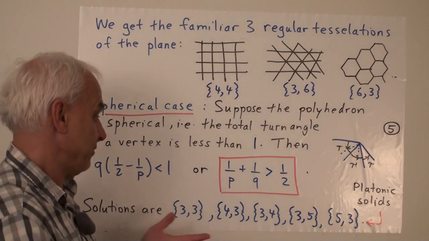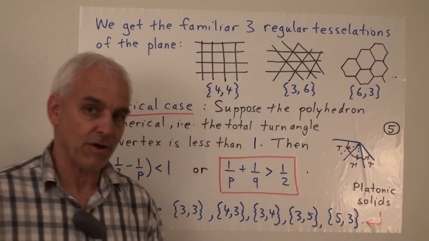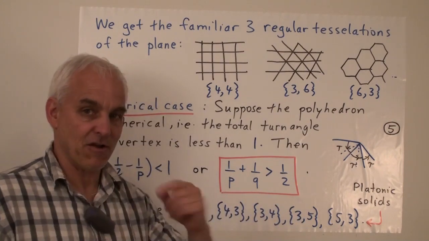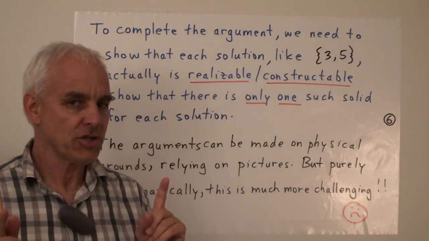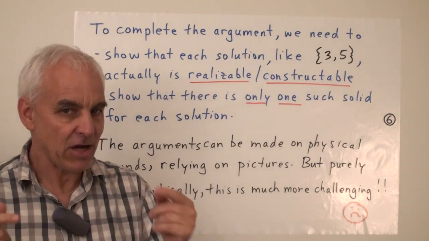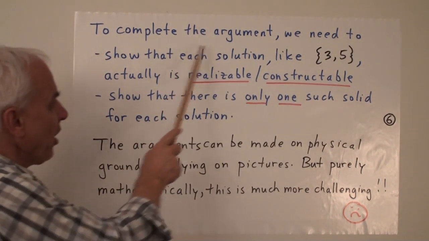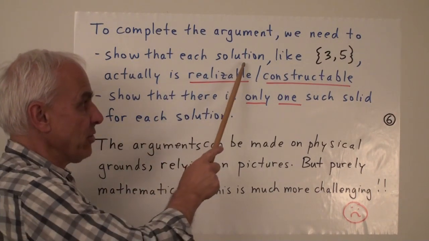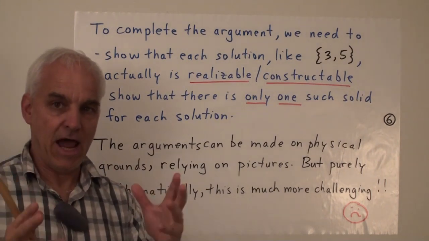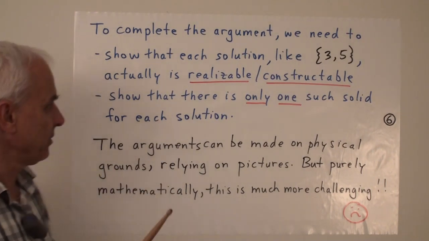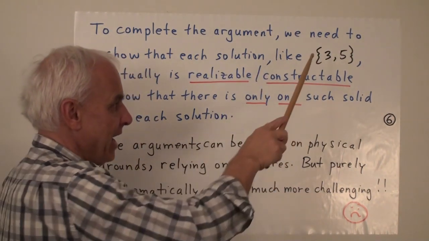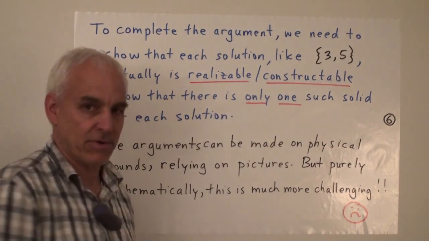And this is really the core part of the argument of why there is this finite list of Platonic solids. Now logically though, we're not really finished, because we have some extra things that we have to do. So to complete the argument, we need to show, first of all, that each solution, like say 3, 5, actually corresponds to a real live mathematical object. In other words, we have to show that there really is a regular polytope that has these numbers.